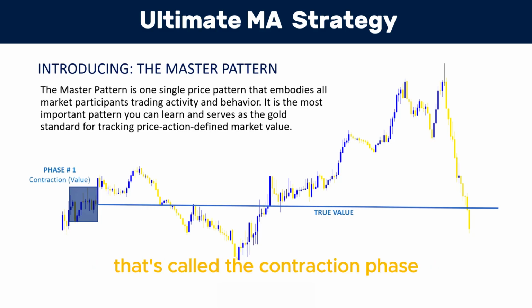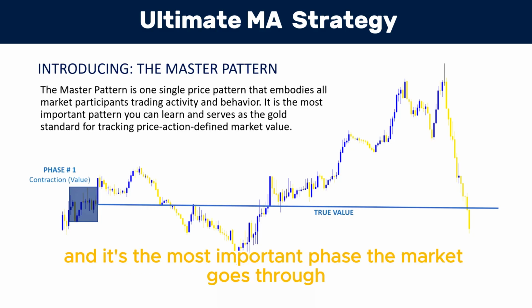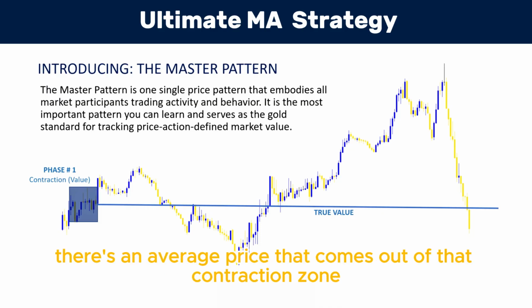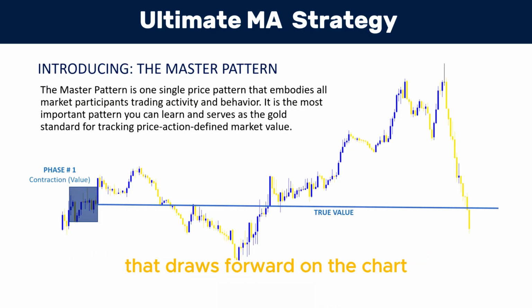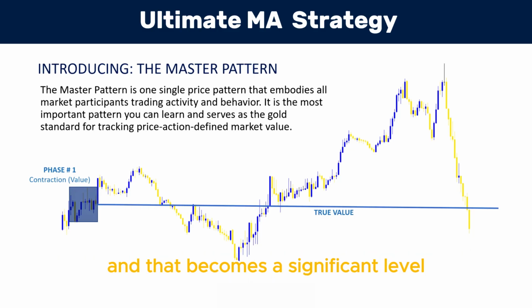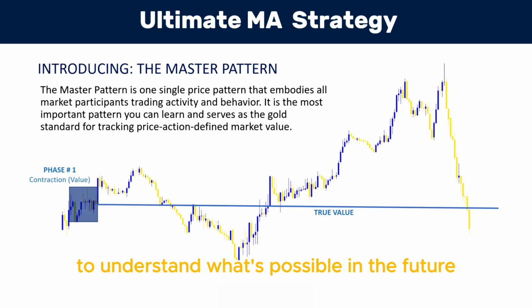That's called the contraction phase, and it's the most important phase the market goes through because it defines value. There's an average price that comes out of that contraction zone that draws forward on the chart and defines a future value price that both buyers and sellers have agreed on in the past, and that becomes a significant level to understand what's possible in the future. So the contraction phase is that first phase.